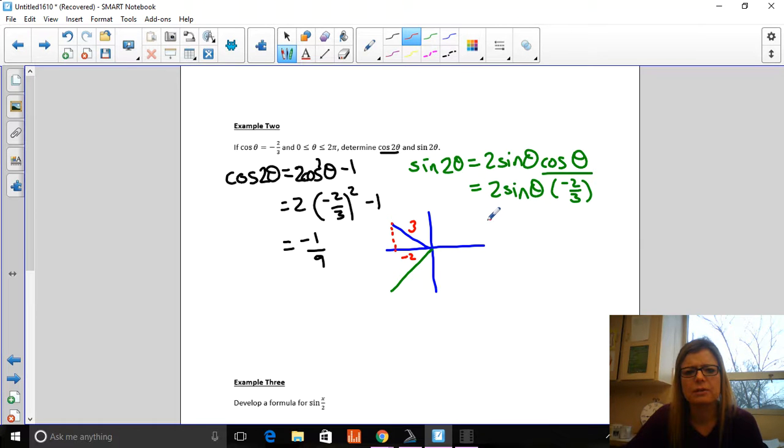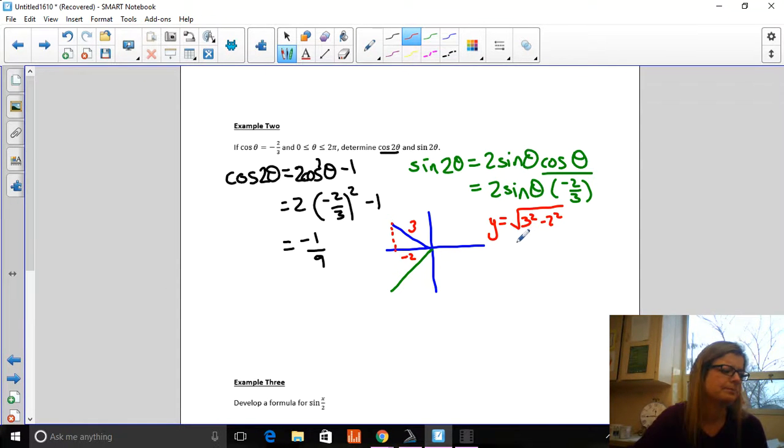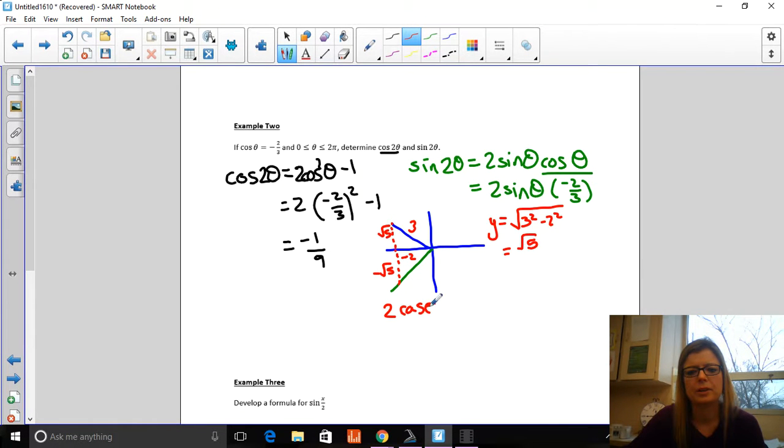Okay, so to find the y value, it's just the square root of 3 squared minus 2 squared, because we're just using the Pythagorean theorem. So that gives us root 5. In this case, that would be root 5, and in this case, it would be negative root 5. So we have two cases to consider.